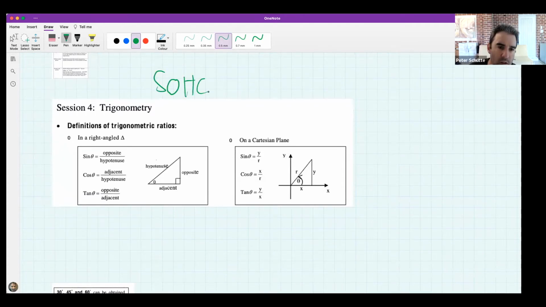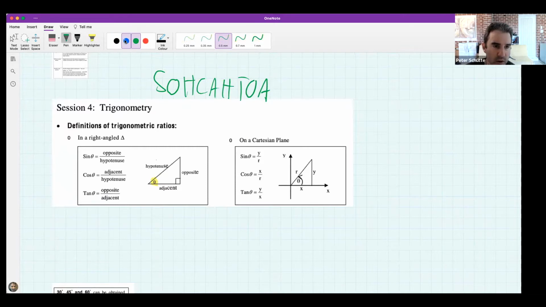SOHCAHTOA gives us the definitions of the trig ratios. And when we deal with trig, we always have what's called a reference angle. And then we have the sides, or the ratios that come from the sides.